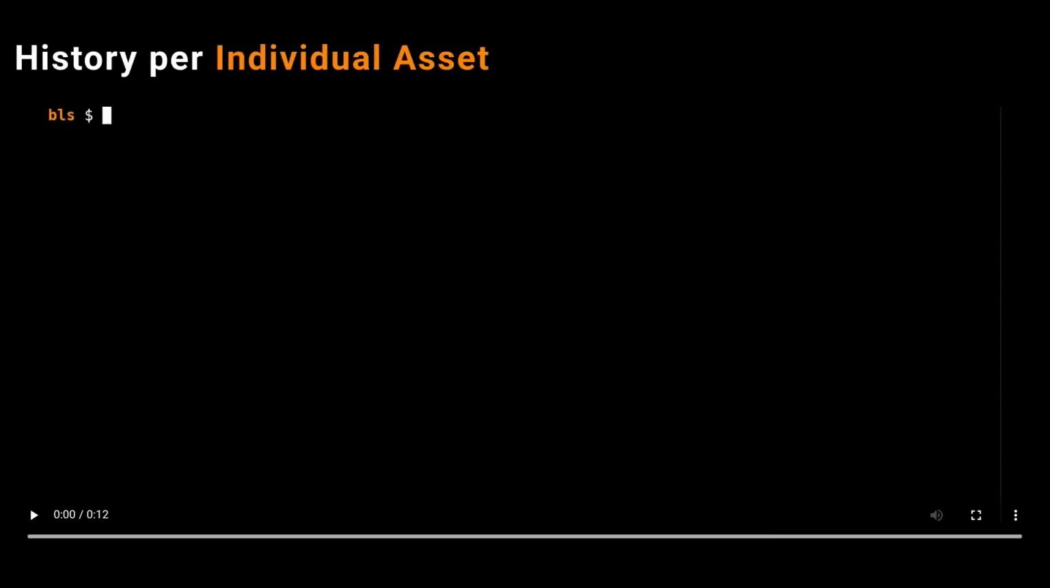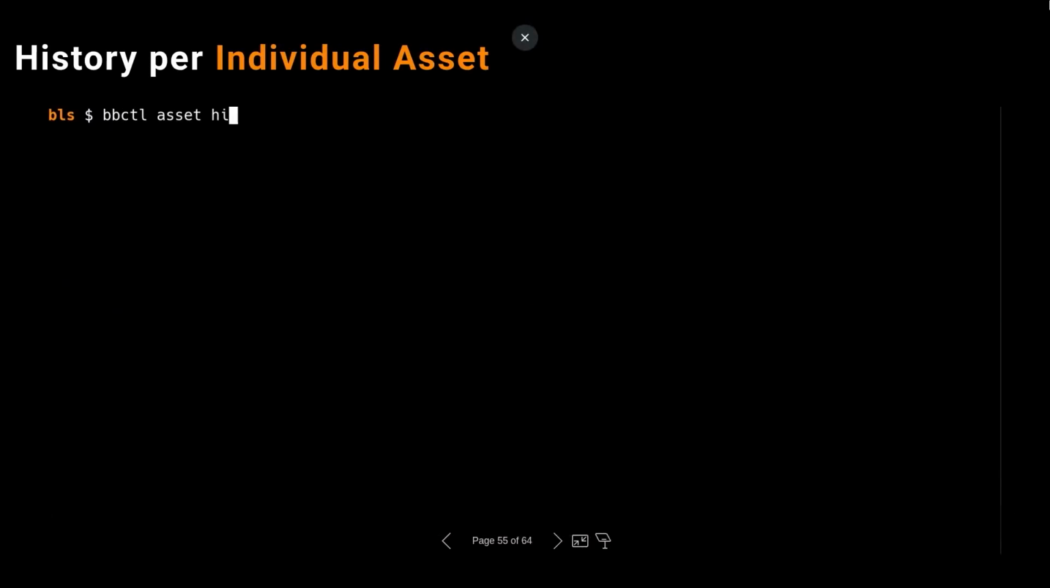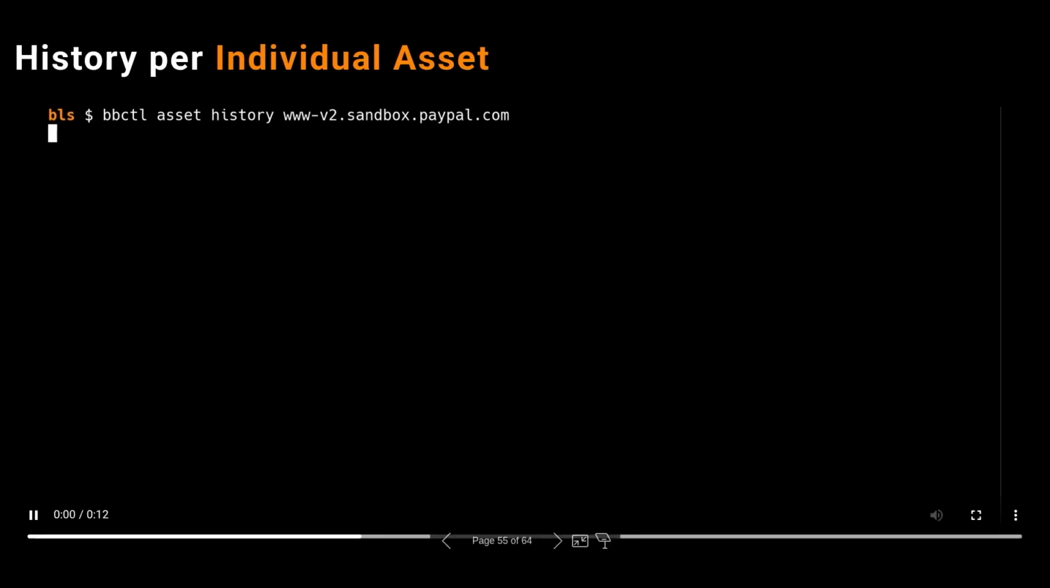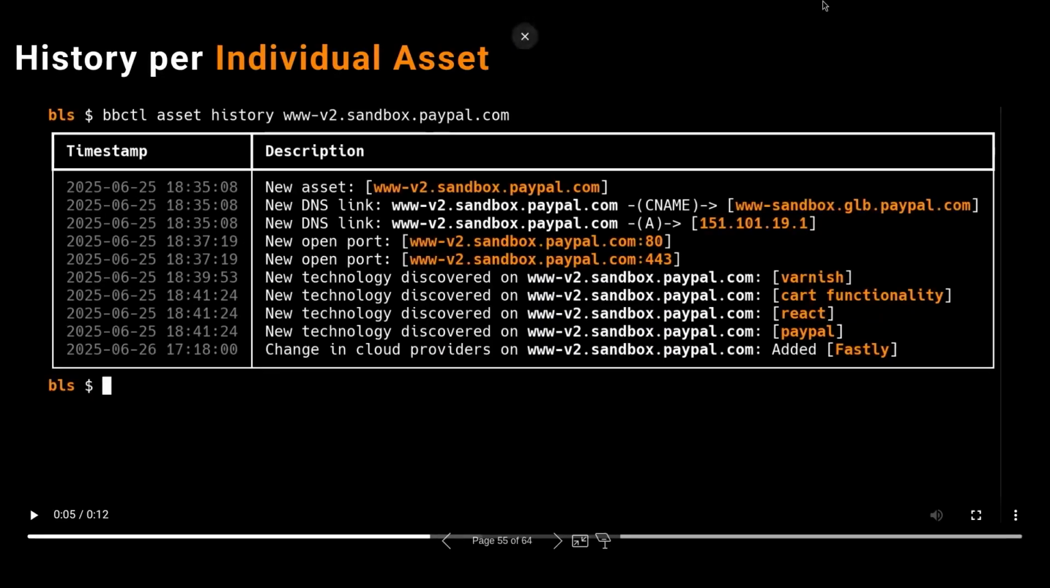So just to demo this, you can retrieve the history for each individual asset, and you can see exactly when a certain port opened or closed, or a certain DNS link got added or removed, technology, etc.